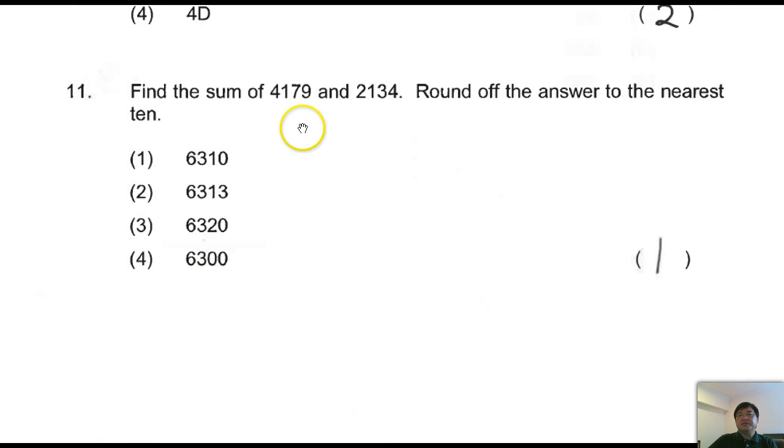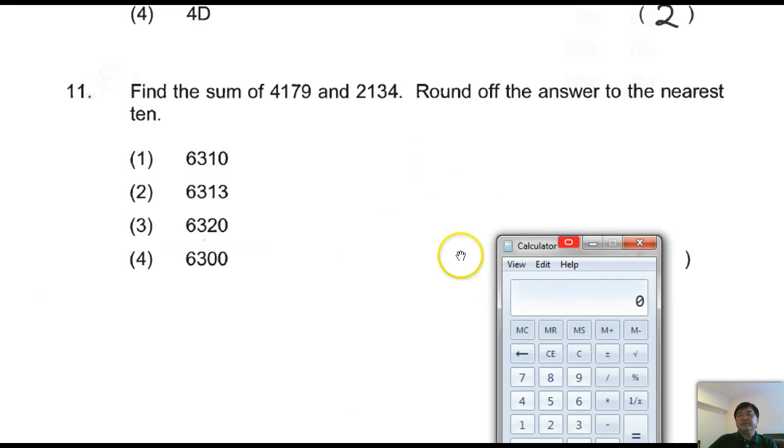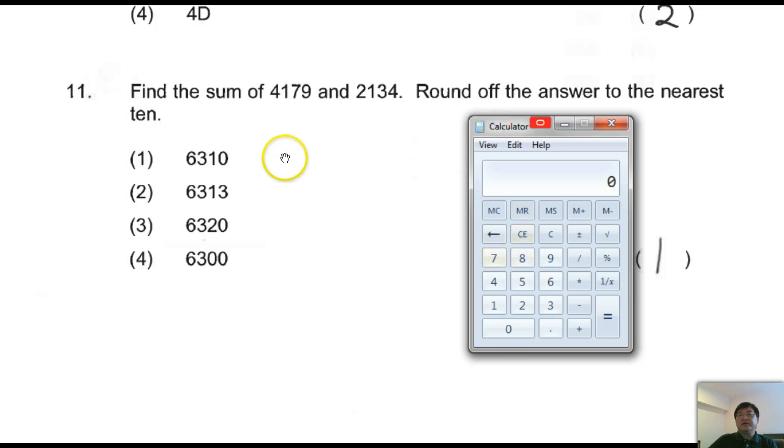Next, find the sum of these, add these two together. After adding, you round the answer off. Now let me add it up for you to see with my calculator. Add 4179 plus 2134. Now of course you do not have a calculator, you must use the normal way to add.